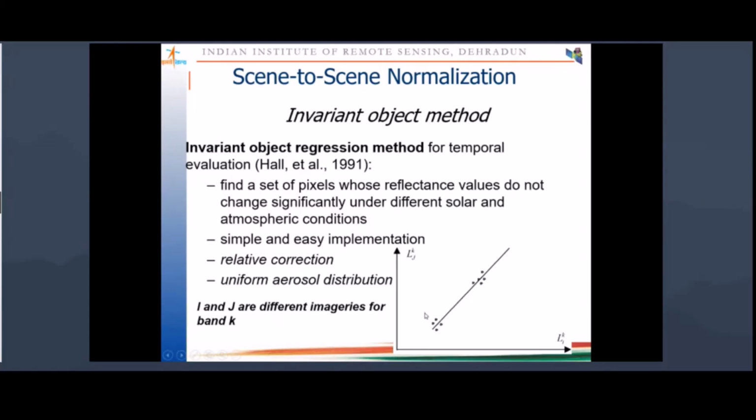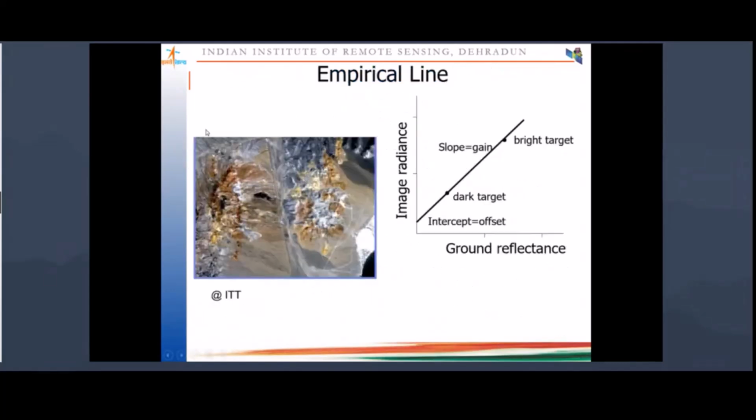Then one of the very good methods which can give you results close to the absolute methods is the traditional approach of using the ground truth methods. So here what we need to have in an image is a flat field, that means some bright, homogeneous and flat target, and you need to also have a dark target. Okay, for example like this. So in this image you have a dark target and you have a bright target.